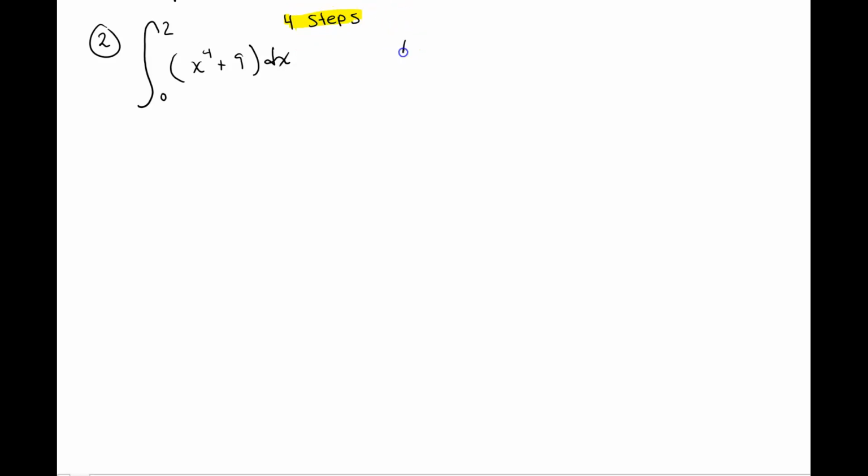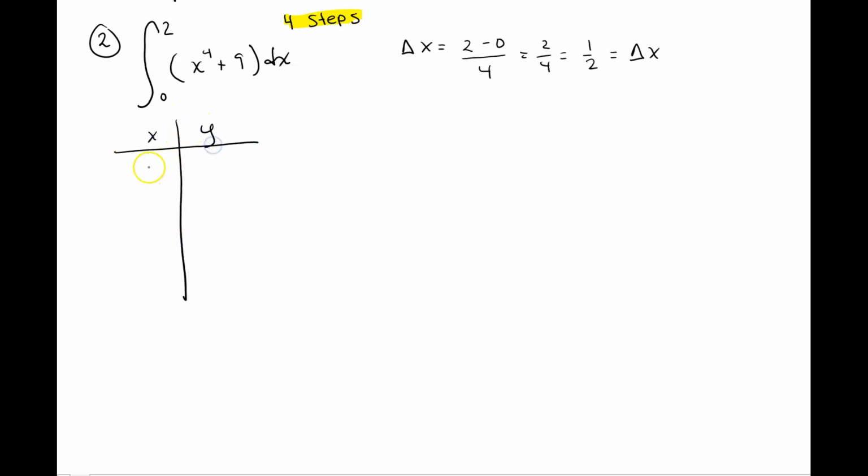And we're going to calculate our delta x. So we have, in this case, 2 minus 0 divided by 4, which is 2/4, which reduces again to 1/2. So this is our delta x. So we're going to compute our table, and we're again going to go from 0, and then we're going to go to half, because each step is a half. 1, 1.5, and 2. And then again you fill in your table values.